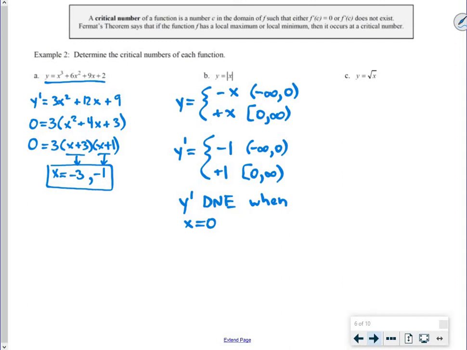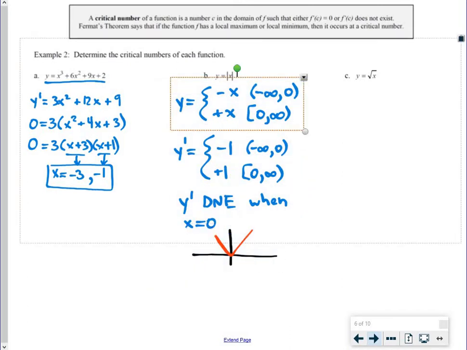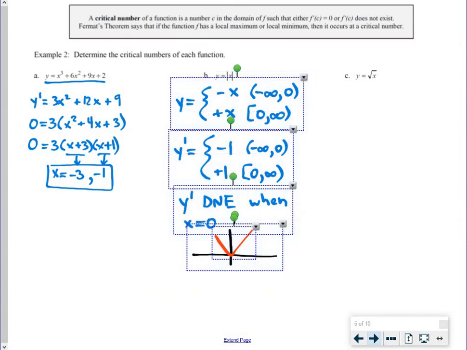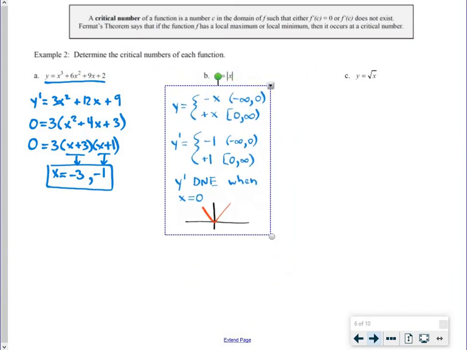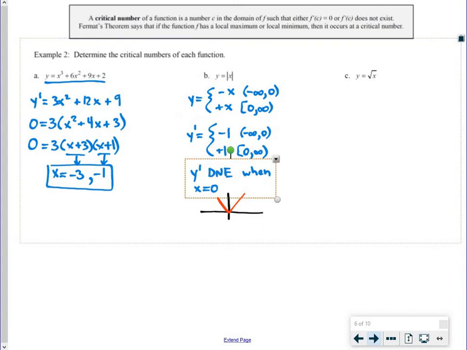So it's a -1 slope to the left of 0, and a +1 slope to the right of 0. It would look like that, and the derivative just doesn't exist when x is equal to 0. So the critical number for this one is x equals 0.